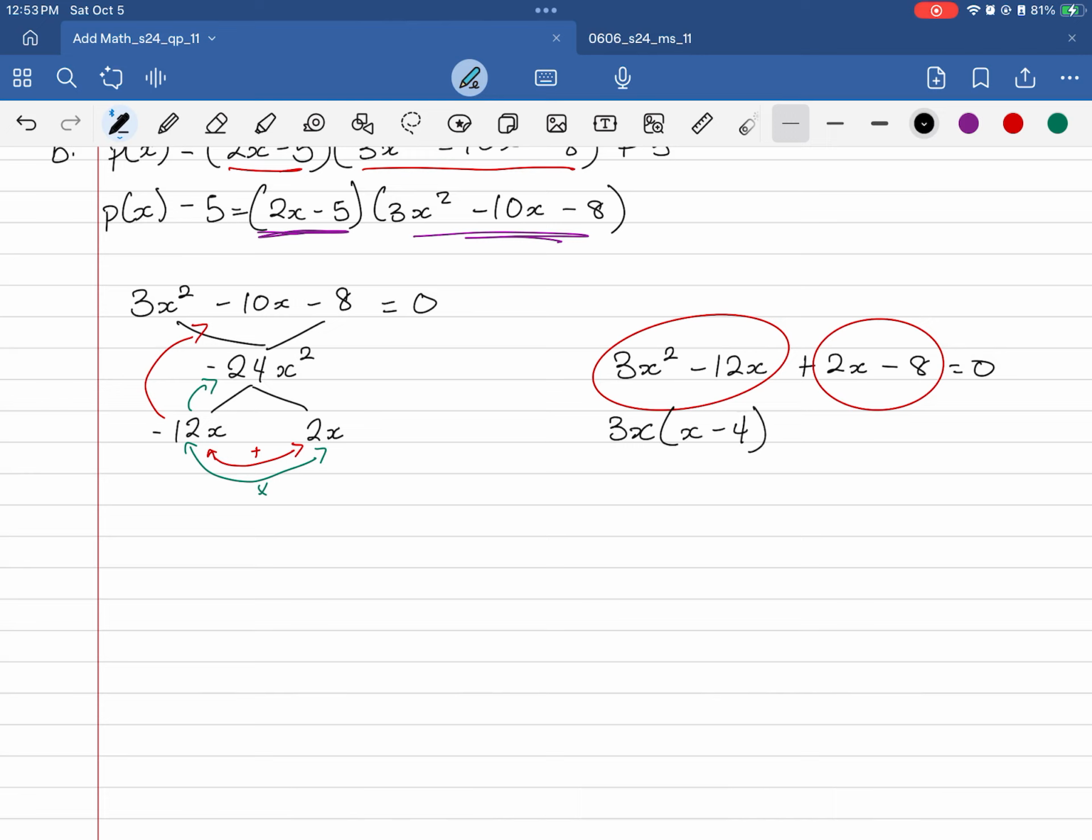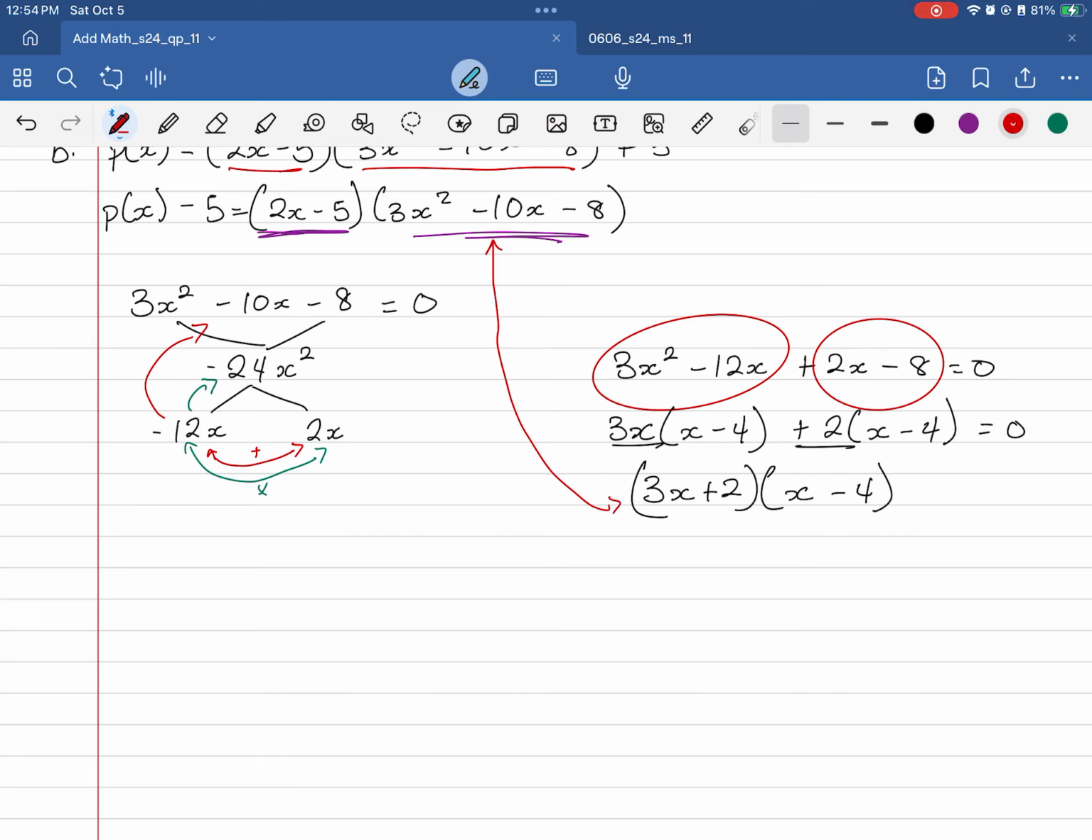If you multiply this, you get 3x squared minus 12x. And then if you factor this, keep in mind that when you're factoring, you should have the same term in the bracket. So this can't be x plus 4 and this x minus 4. That won't work. So this equals 0. Then you just take this and this and make it into one bracket: 3x plus 2, x minus 4. So now you factorized 3x squared minus 10x minus 8 into this.